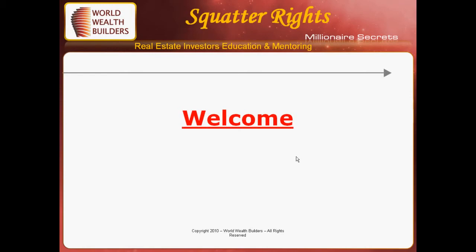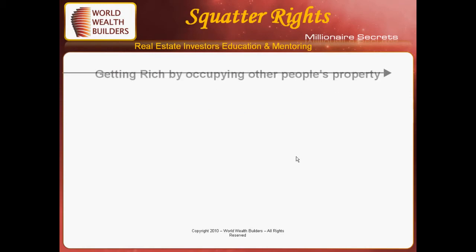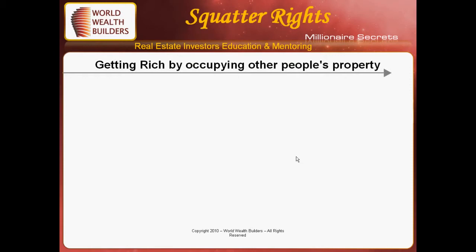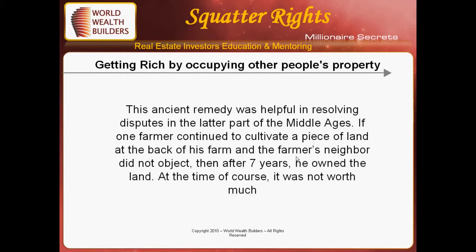What are squatter rights? Squatter rights, again, is something where people intend to occupy other people's property and become rich. The ancient remedy was helpful in resolving disputes in the latter part of the Middle Ages. If a farmer continued to cultivate a piece of land at the back of his farm and the farmer's neighbor did not object, then after 70 years he owned the land. At the time, of course, it was not worth much, but squatter rights continue.